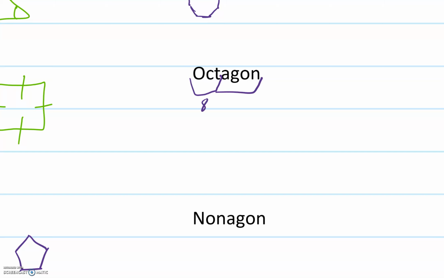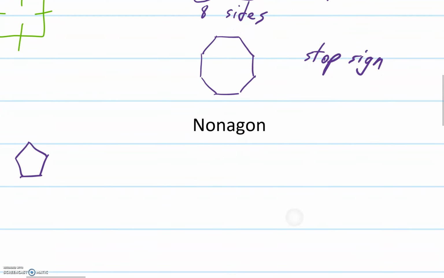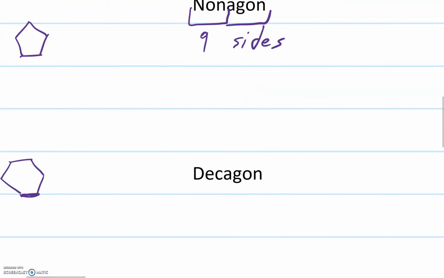So I'll just go over that one more time at the end here. Oct means 8, like octopus. So 8 sides: 1, 2, 3, 4, 5, 6, 7, 8. This one's easier, it's like a stop sign. Okay, and nonagon, so non means 9. Agon means sides. And dec is 10. Agon means sides.